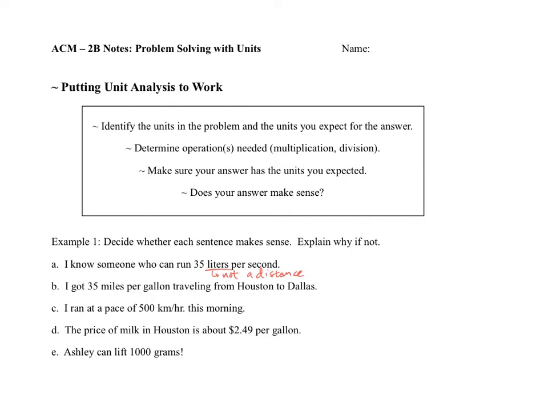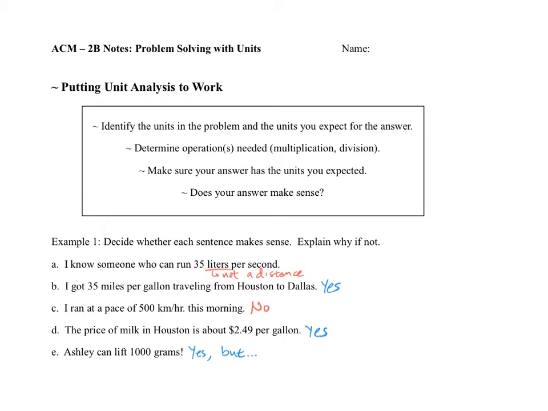So take a few seconds, look at the rest of these, see if these make sense, and have some backup. If they make sense, okay. If not, why not? So here are some answers. I got 35 miles per gallon traveling from Houston to Dallas. So remember, we're just looking at the units here, miles per gallon. This sentence would not make any sense because normal people from Houston would not travel to Dallas. But yes, as far as the units are concerned, this makes sense.